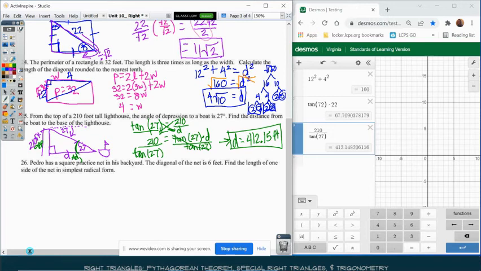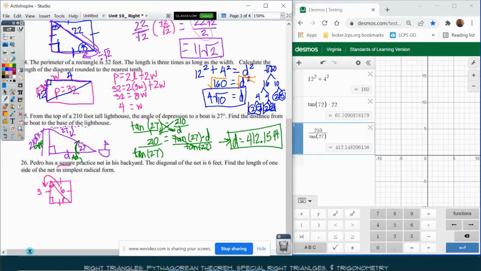Next up here, Pedro has a square practice net in his backyard. So here's his square with 4 congruent sides. The diagonal is given to us as 6 feet. Find the length of one of the sides. Well, it's a square, so I know I have a right angle, and the diagonal is going to intersect that. With the 2 congruent sides, I've also got 2 congruent angles. So it's now a 45, 45, 90 triangle.